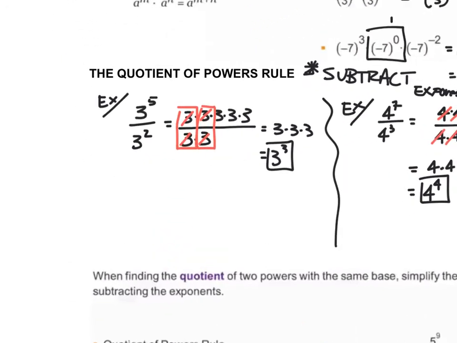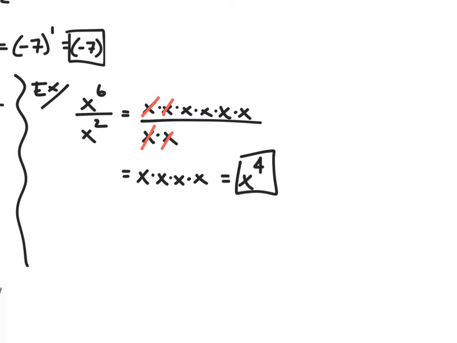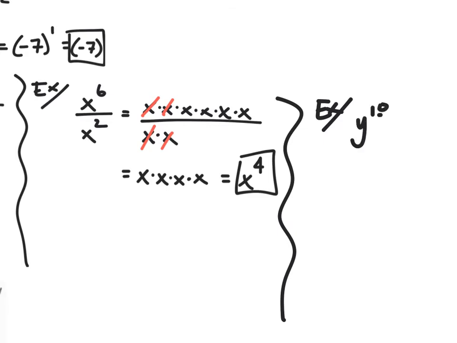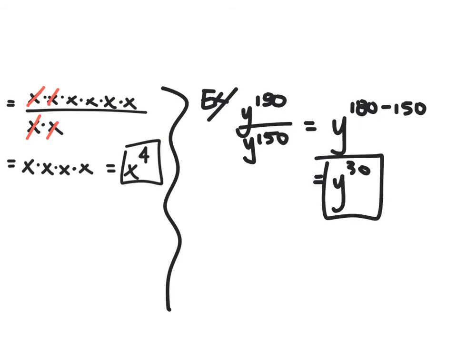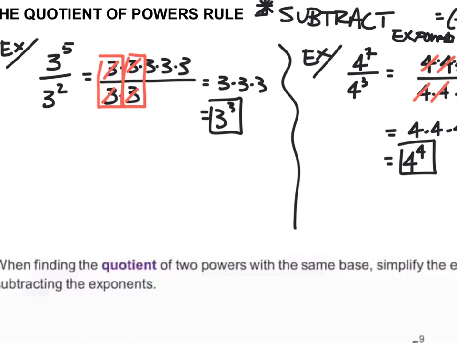All right, so it begs the question, what if you had the example of y to the 180th power over y to the 150th power? I don't want to expand this out and write y 180 times. I don't want to write y multiplied by itself 150 times. But what I can do is I can simply just write y to the 180 minus 150th power, and I get y to the 30th. Okay, and I can just do that very quickly.